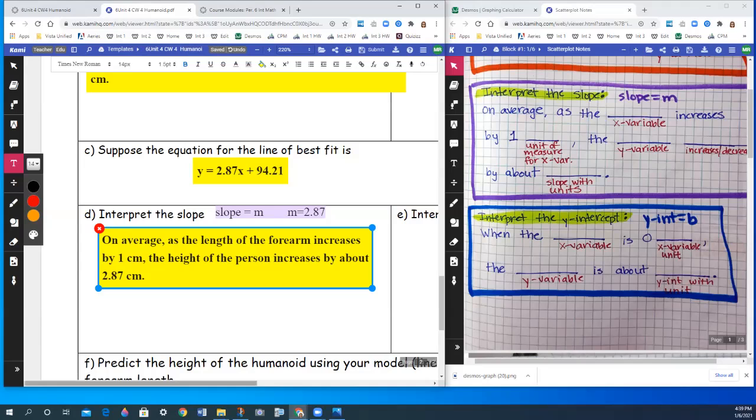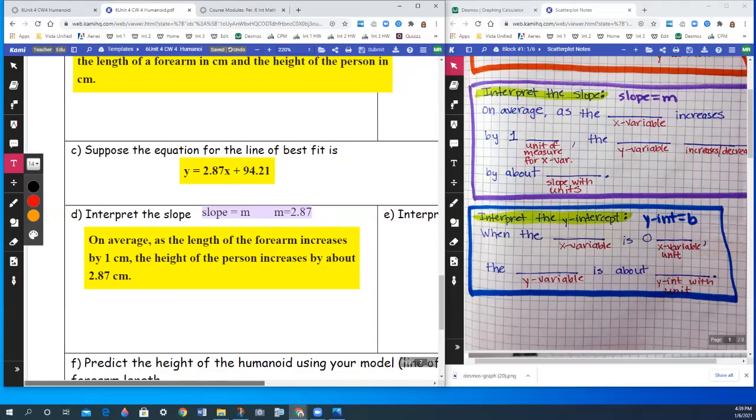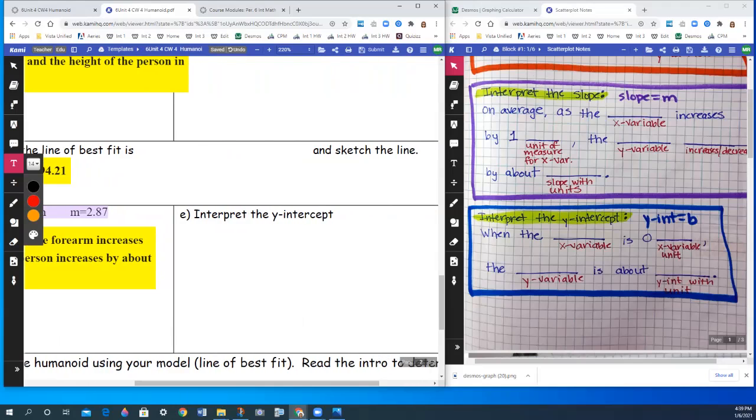Now, the next one, and you can always pause at any point if you're trying to write any of this down. I'm just trying to get all of this on the paper for everybody. So the next one I'm going to do is interpret the slope. Let me get a spotlight here. Sorry, not interpret the slope, interpret the y-intercept. That's the one I'm doing.